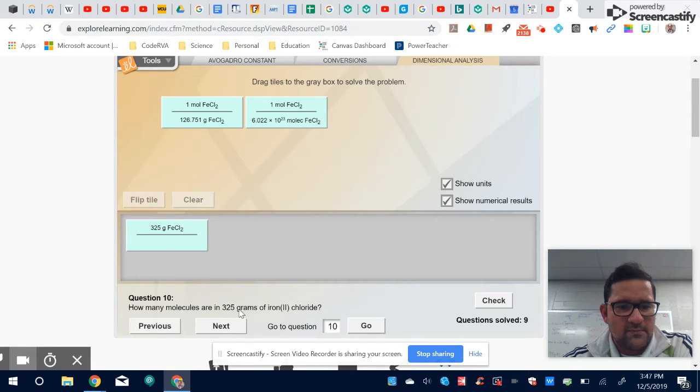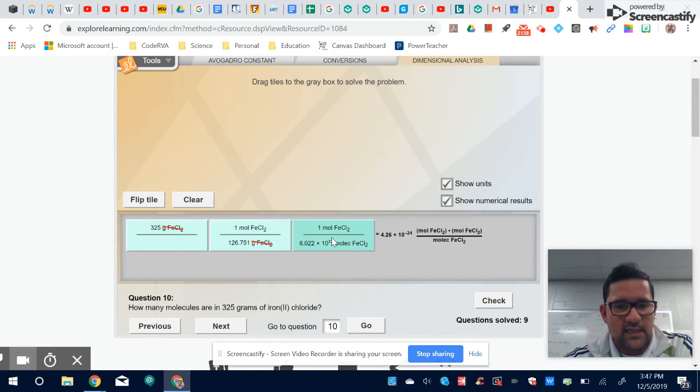Number 10, how many molecules are in 325 grams of iron 2 chloride? So I'm going from grams, 325 grams, to molecules. To go from grams to molecules, I first have to go to moles. So I'm going to grab that first tile. I don't have to flip it because grams and grams cancels out. And this switches my answer from grams to moles, but I want my answer to be in molecules.